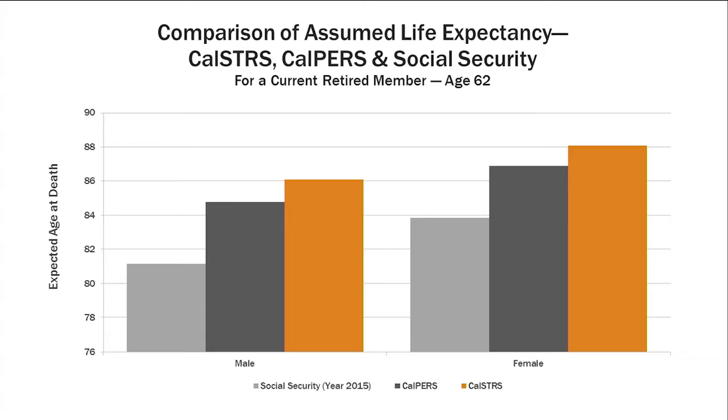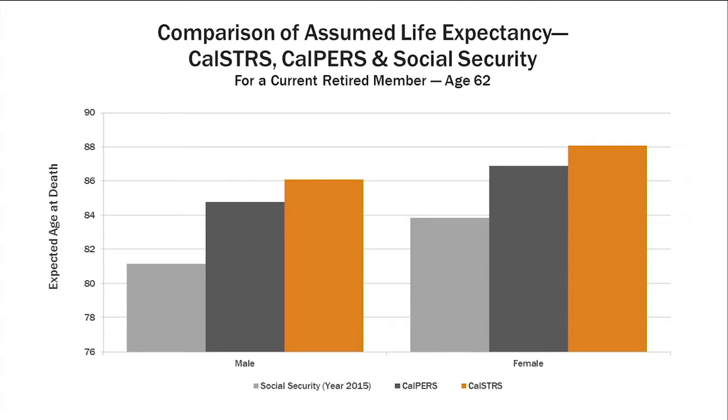Now, we often get that question, you know, you hear that teachers live longer than the rest of the population. We just wanted to show it to you in a picture. The light gray is the data that Social Security uses for their actual evaluation. The dark gray is CalPERS across the river, what they assume in their evaluation. And the orange is us. And what I want to point out here is that's the assumption used by the actuaries.